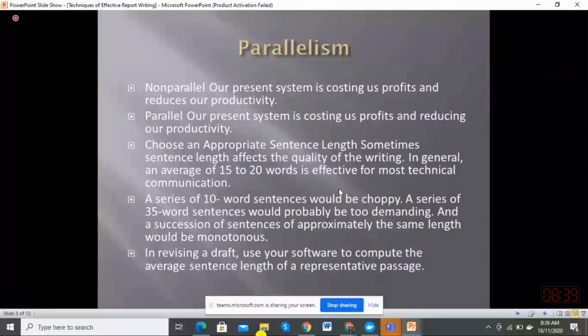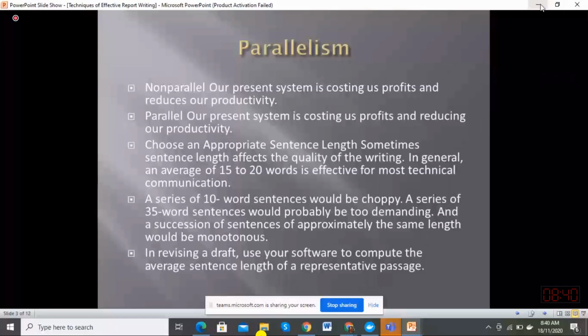Parallelism is also important. Here I have just told you its importance, how it is important in making your sentence more clear. A non-parallel sentence might be: our present system is costing us profits and reduce our productivity. Are you all here? Yes, ma'am. Okay. So parallel technique is also very important in making your sentence more effective.